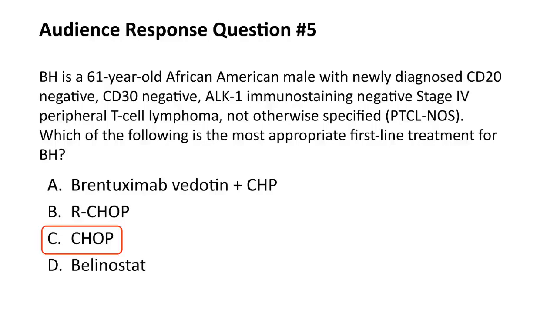So of the choices here, the most appropriate one is answer C, or CHOP. This patient is CD20 negative, which means he's not a candidate for rituximab in answer B. Likewise, he's CD30 negative, which means he's not a candidate for brentuximab in answer A. And belinostat is only used in the relapsed and refractory setting at this time.